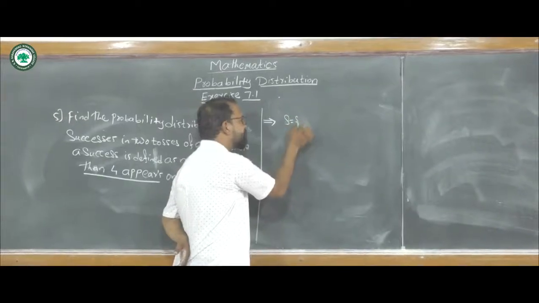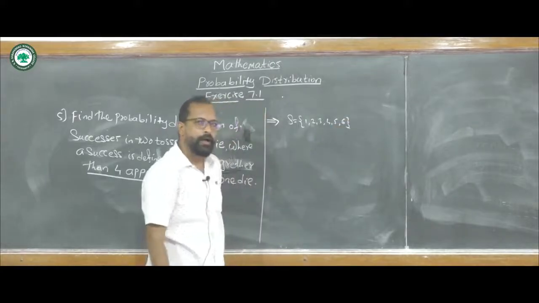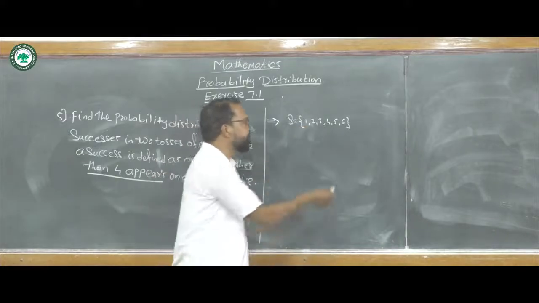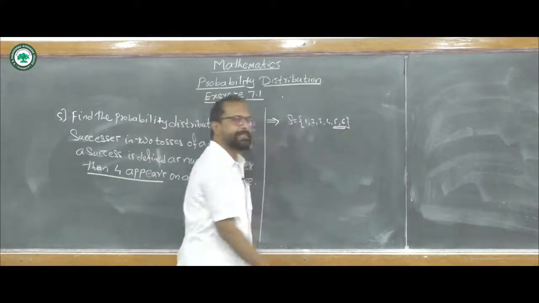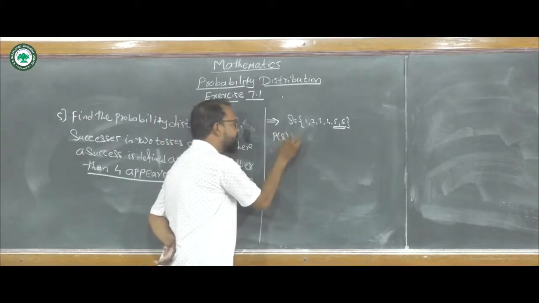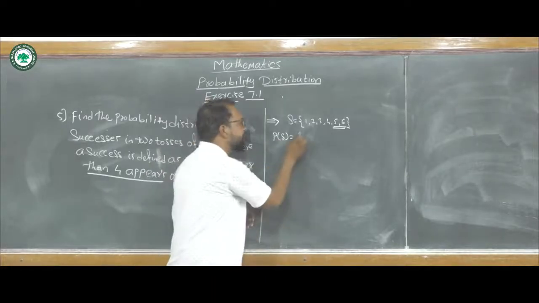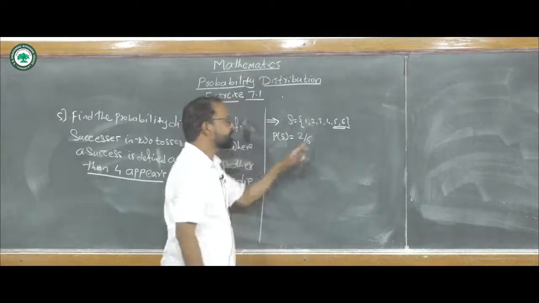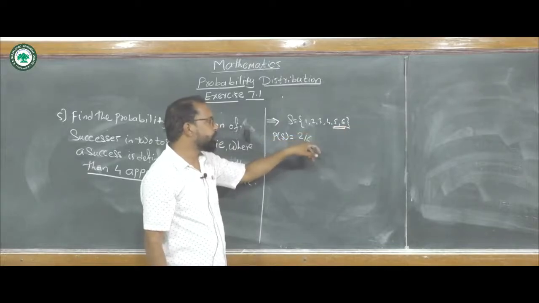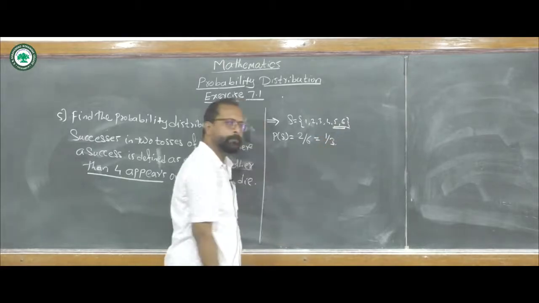The sample space S is 1, 2, 3, 4, 5 and 6, and a number greater than 4 is only 5 and 6. So the probability of success again here, if we define yes for a success, the probability of success is 2 by 6, because 5 and 6 are the numbers greater than 4. So probability of success is 2 by 6, that is equal to 1 by 3.